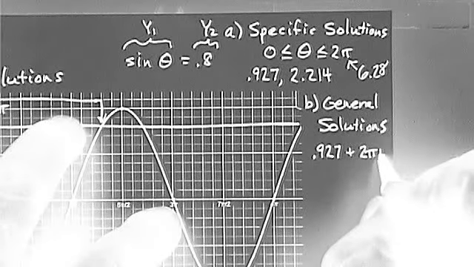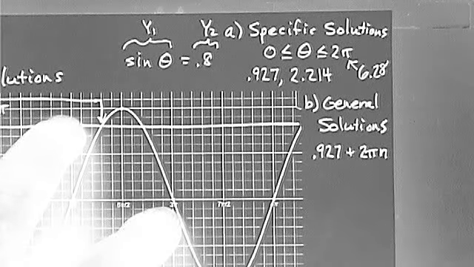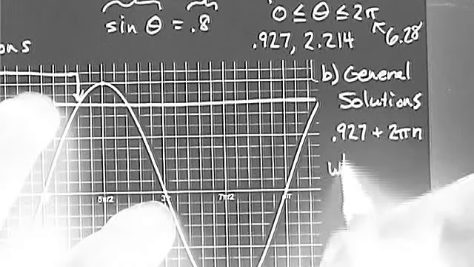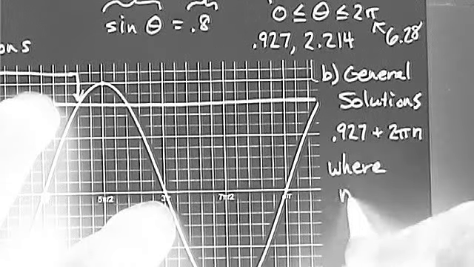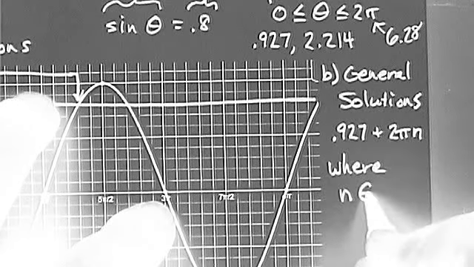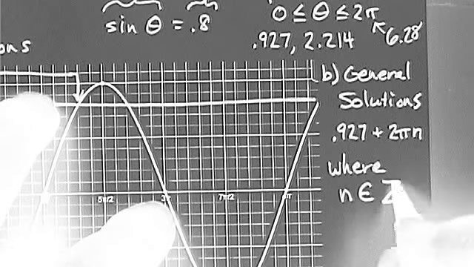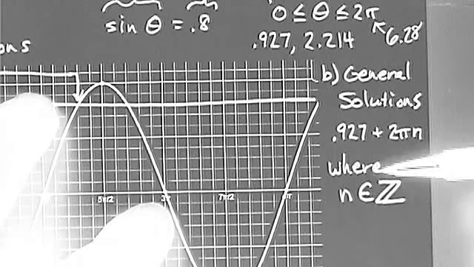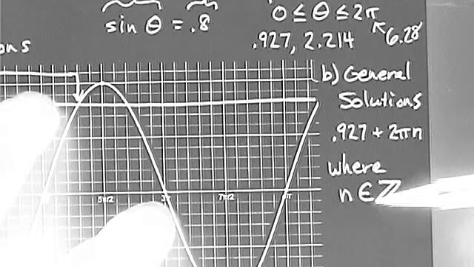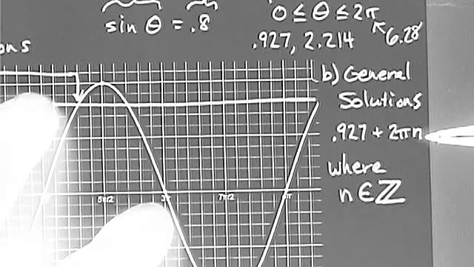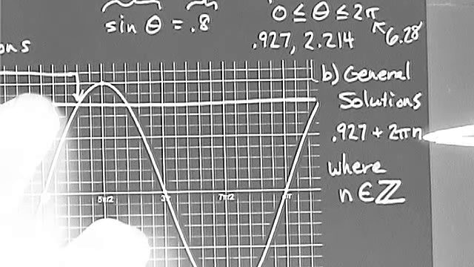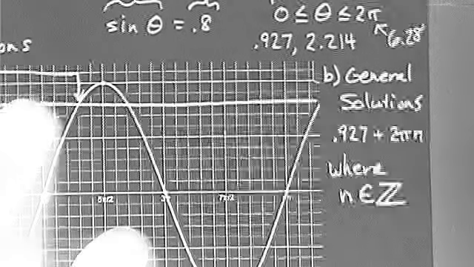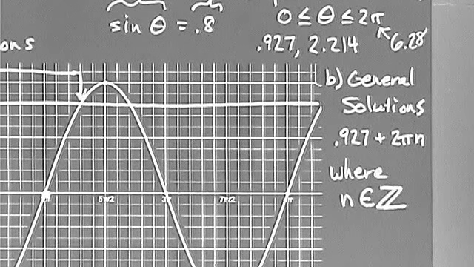Then we can use the letter n. Notice how I put that 2 pi n, and I'm going to say where n is an element of the integers. Okay, so that's what that funky notation means. Where n is an element of the integers. Because if n was an integer, right, then you could be adding or subtracting 2 pi, but you could do it forever and ever and ever.